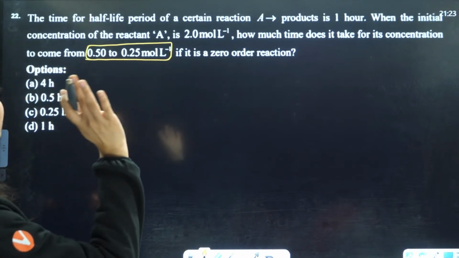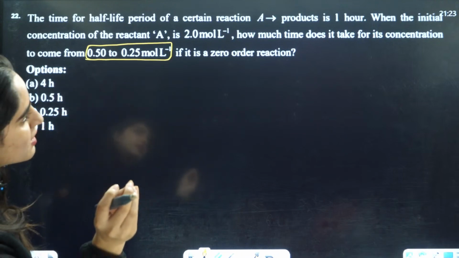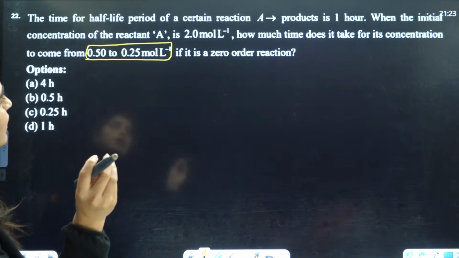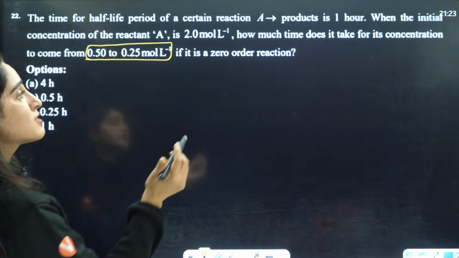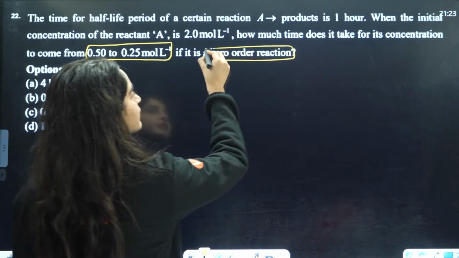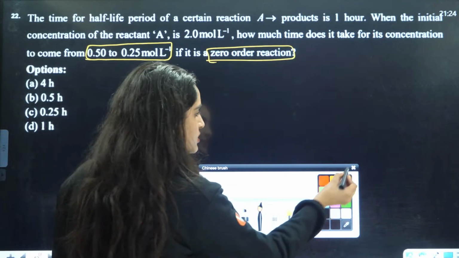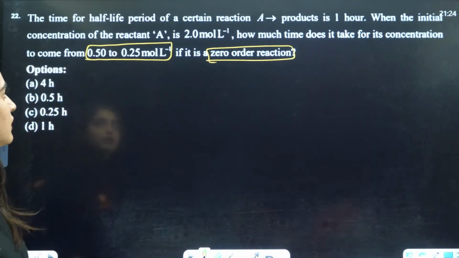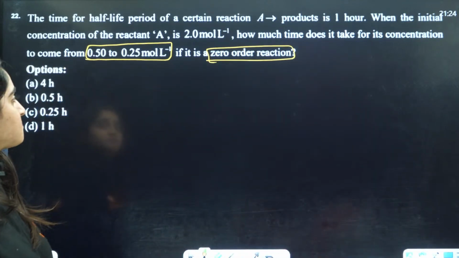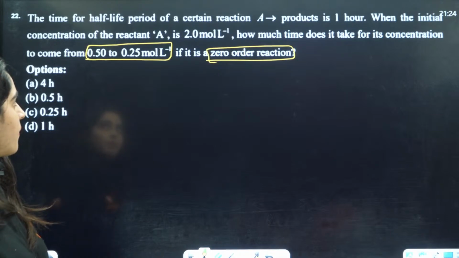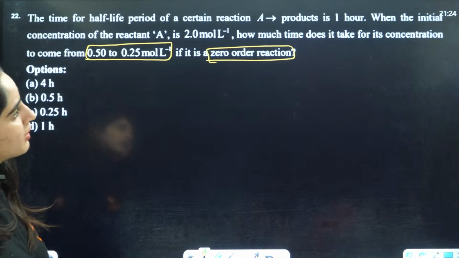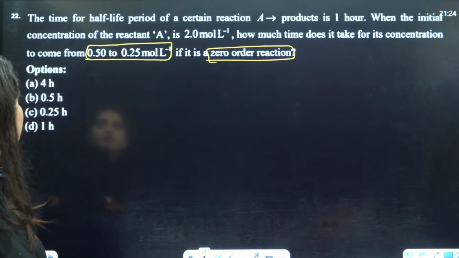See, it is simple. Is it for first order, or what? Is that given to you? If it is a zero order reaction, and the concentration is moving to half, how much time does it take for the concentration to come to this?